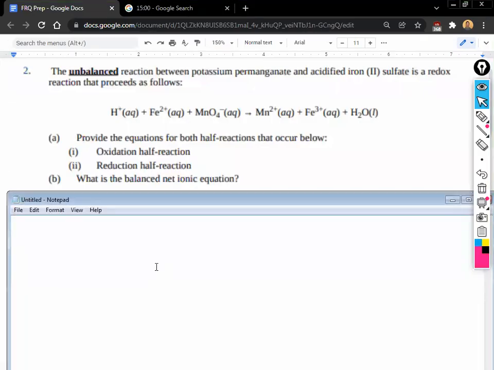Okay, all right, so let's start by going over this problem. The first thing we want to take a look at is the instructions before we jump right into the question. It says that we have an unbalanced reaction between potassium permanganate and acidified iron(II) sulfate in a redox reaction. You probably haven't seen that term in a long time. I think we went over redox at the end of September or early October. We're going to take a look at this reaction right here, and the first thing we want to do is write the half reactions that occur below.